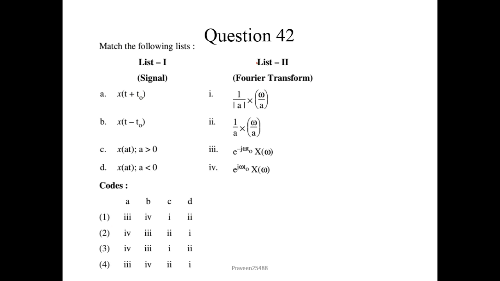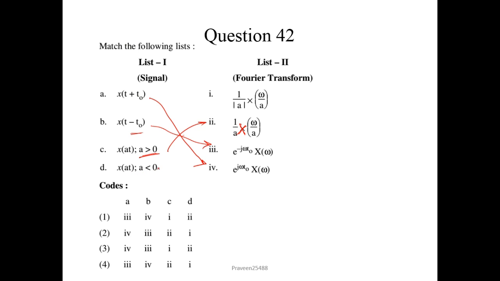Now question number 42. Match the following lists. In list 1, signal is given in time domain, and list 2 in frequency domain. So Fourier transform is given. So x of t plus t naught, its Fourier transform is simply e to the power j omega t naught, X of omega. X of t minus t naught, its Fourier transform e to the power minus j omega t naught, X of omega. Match this minus t naught with this minus. Okay. So x of at, a is greater than 0. So its Fourier transform is 1 over a X of omega upon a. This is capital X, not multiplication.